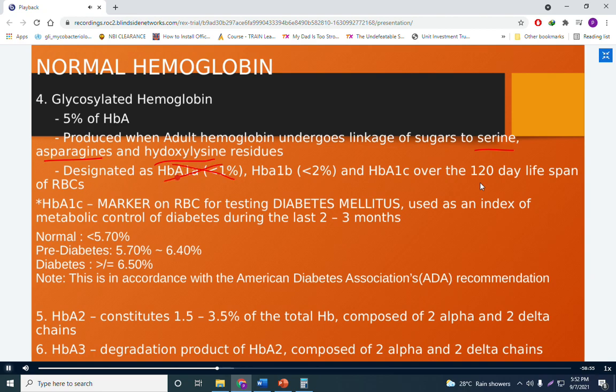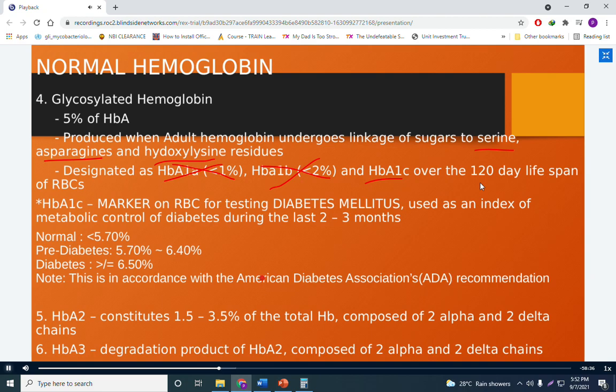Huwag nyo na itong pakialaman. You do not need to know this sa practice nyo sa hospital. This is what you need to know. HbA1c. Si HbA1c nyo, class, this is a marker for testing diabetes mellitus.